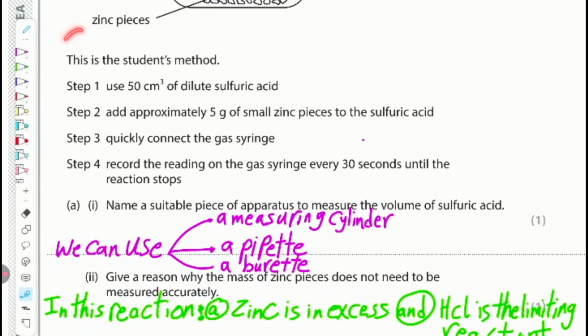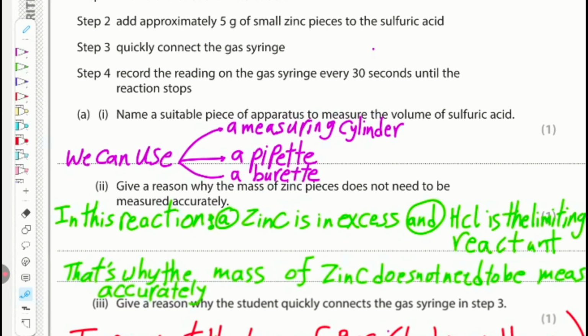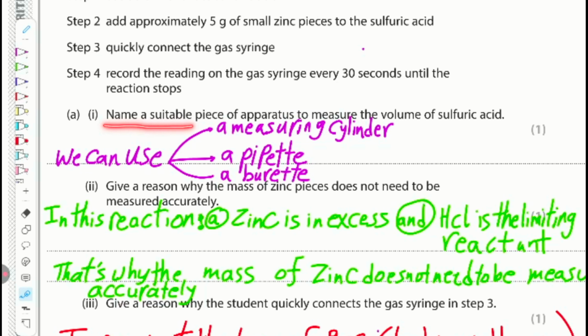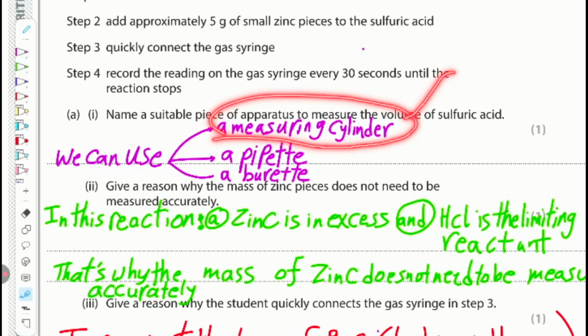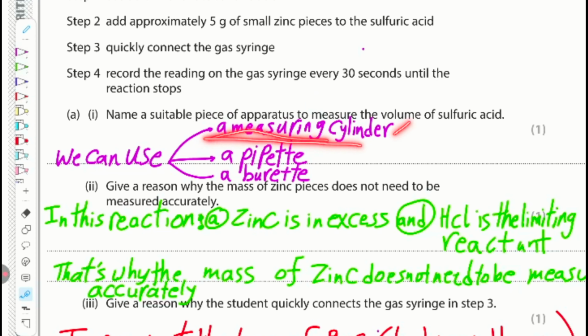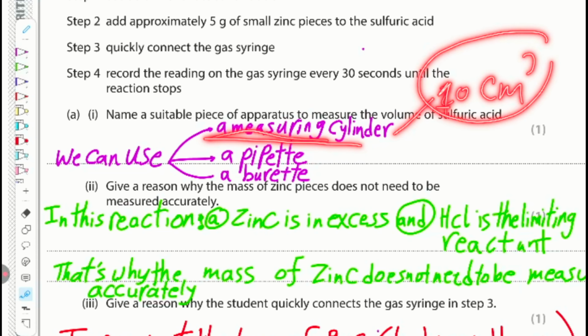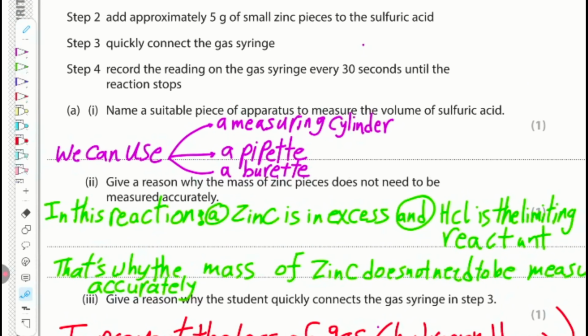Now, those are the steps. You can pause the video and read them. I'm going to start answering the questions immediately. Name the suitable piece of apparatus to measure the volume of sulfuric acid. Generally, my friends, I have some important apparatus to use when we want to take a specific volume of a liquid. We have the measuring cylinder. I always advise my friends to use the measuring cylinder when the volume is more than, let's say, 10 cubic centimeters.